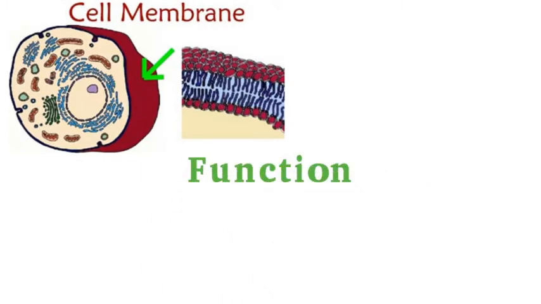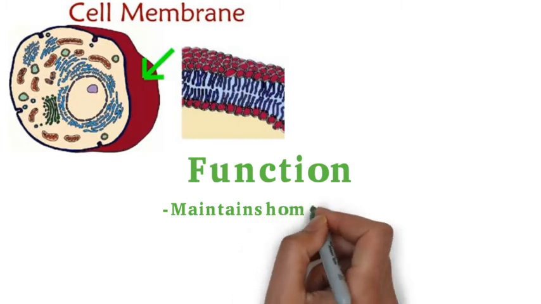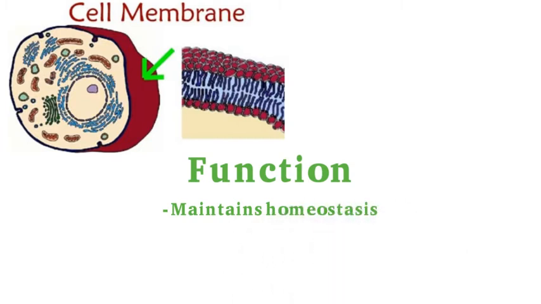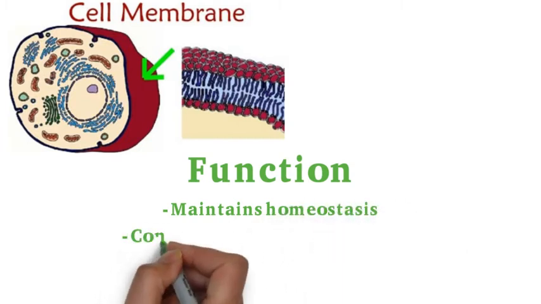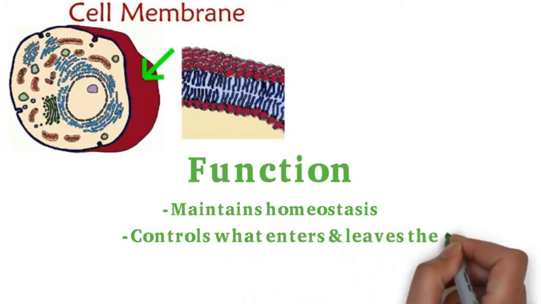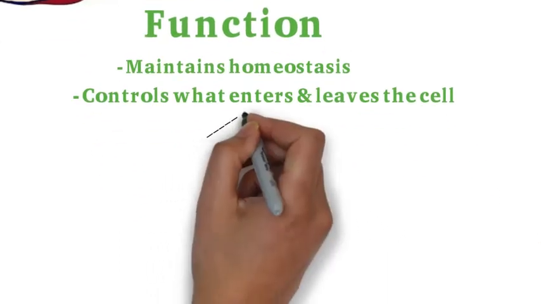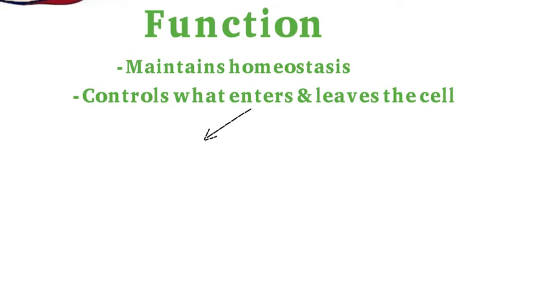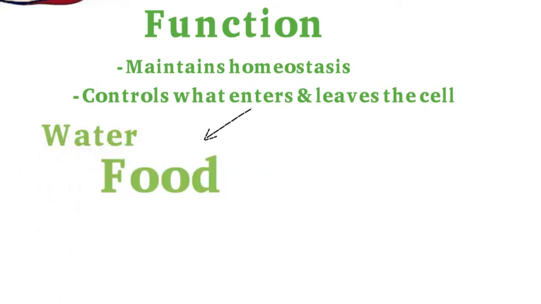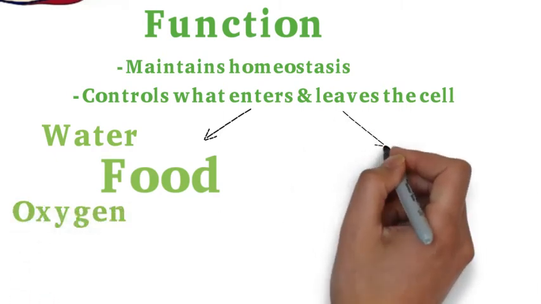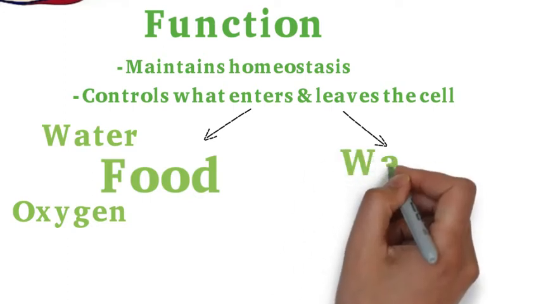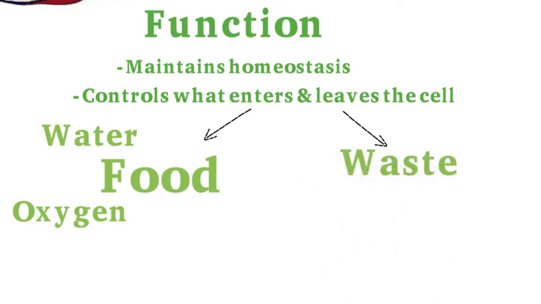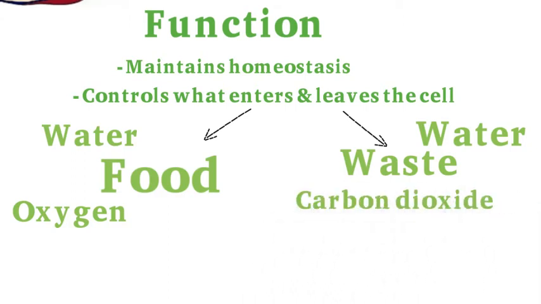The cell membrane is important to any cell. It helps to maintain homeostasis or a balance because it controls what enters and what leaves the cell. Important things need to enter like food, water, and oxygen for the cell to survive. But things also need to leave the cell. The cell needs to release waste, excess water, and carbon dioxide.